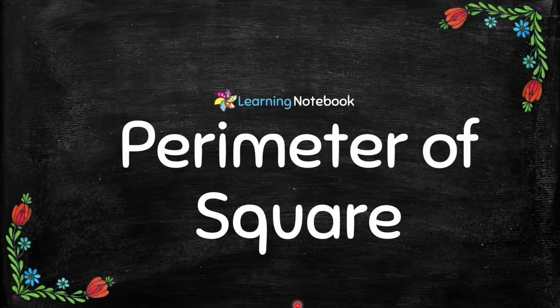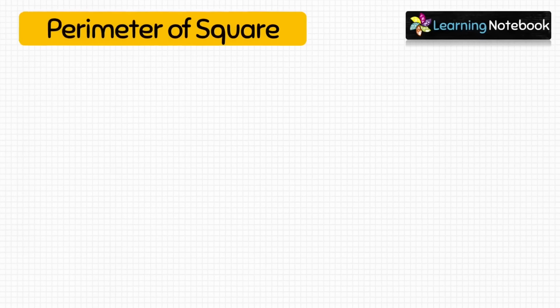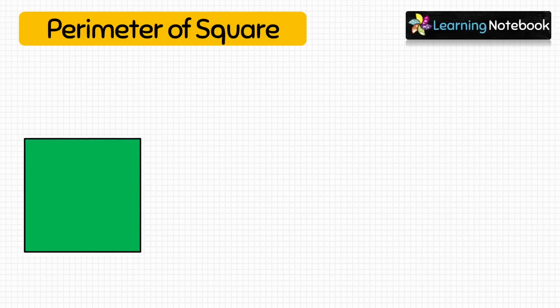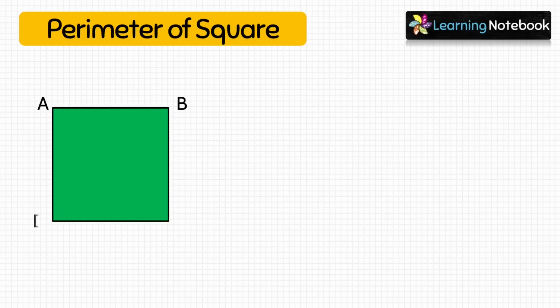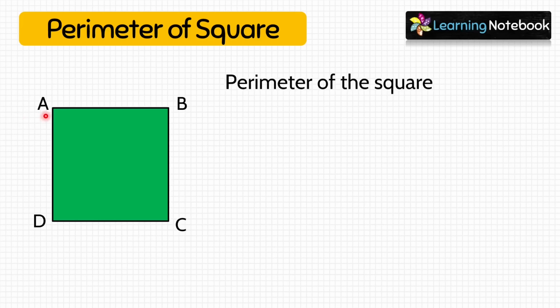So students, now we have learned perimeter of triangle and rectangle. Next, we will learn perimeter of square. So students, perimeter of the square would be equal to sum of the lengths of all its sides. So we will write perimeter of the square equal to AB plus BC plus CD plus DA. And we know all sides of the square are equal.